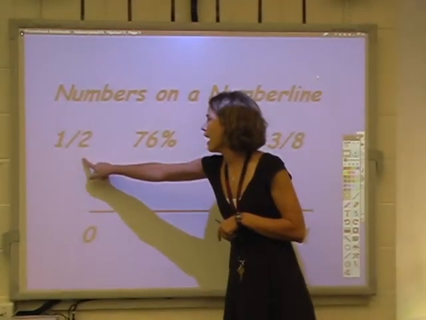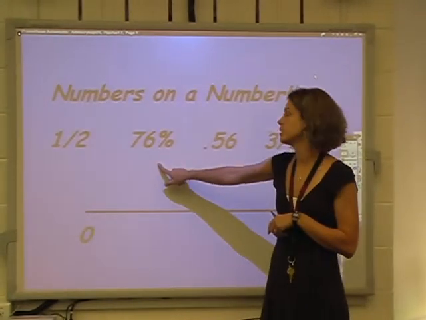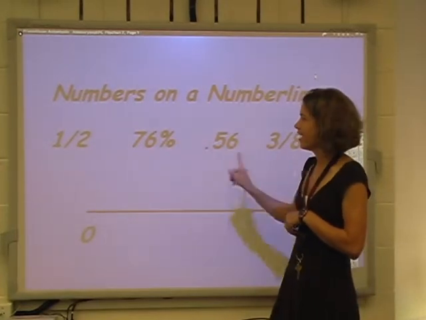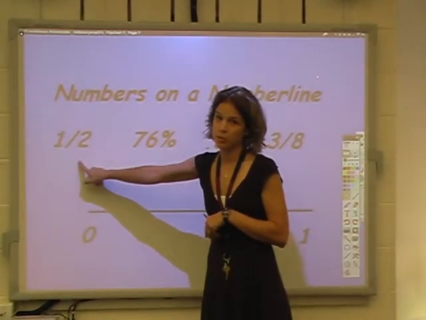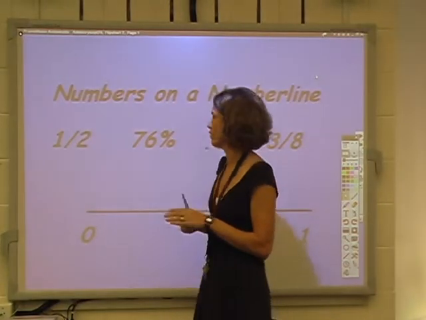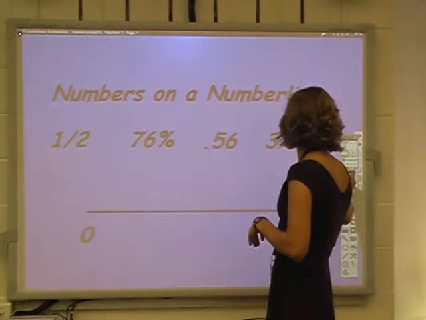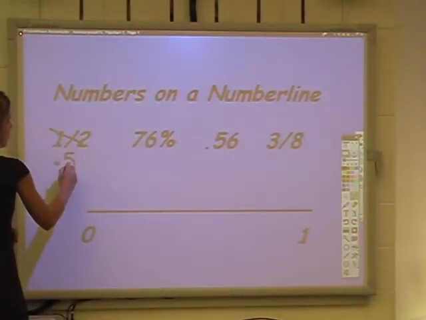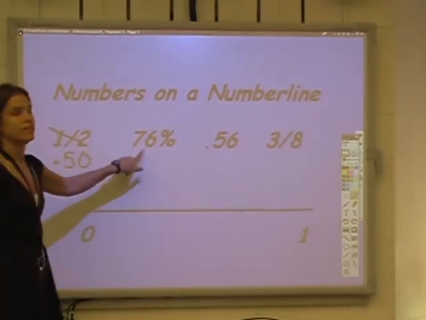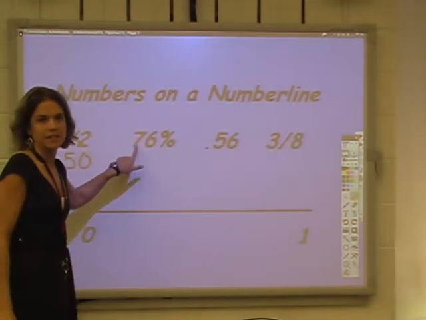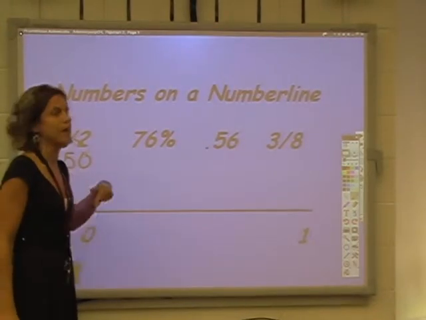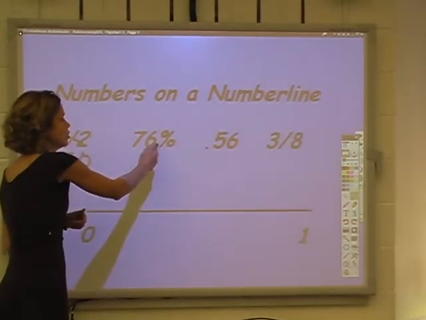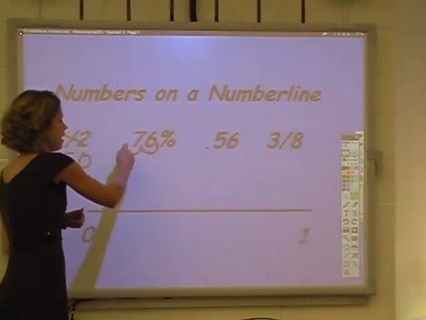I have 1/2, 76%, 0.56, and 3/8. A half's one of those easy ones that you should remember. Half a dollar is 50 cents. So I'm going to go ahead and switch that to 0.50. Think percent to pennies. 76% is 76 pennies. Also remember that we always move from percent to decimal 2 spaces to the left.